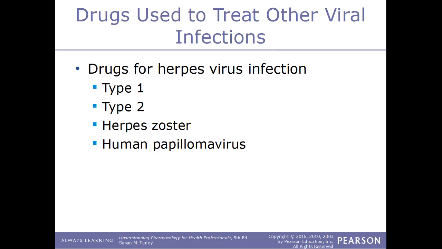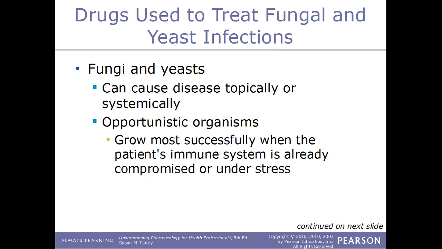Alright, now we talk about drugs that are used to treat fungal and yeast infections. Now, both fungi and yeast can cause disease either topically or systemically. Many of these are going to be opportunistic organisms, and these will grow most successfully when the patient's immune system is already compromised or under stress.